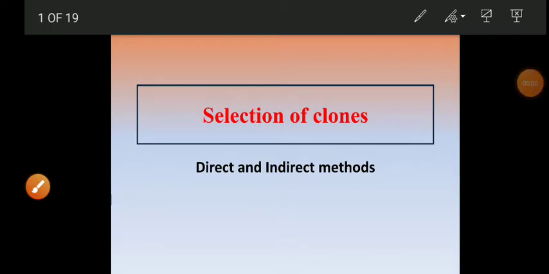Good afternoon, dear students. Today we are going to discuss selection of clones, direct and indirect method of selection of clones. Now, what type of clones are we talking about? In the previous lectures, we have studied how a recombinant DNA is constructed. What is a recombinant DNA?